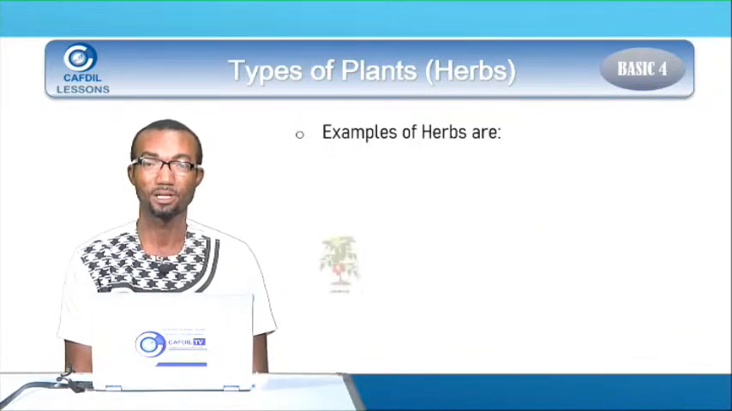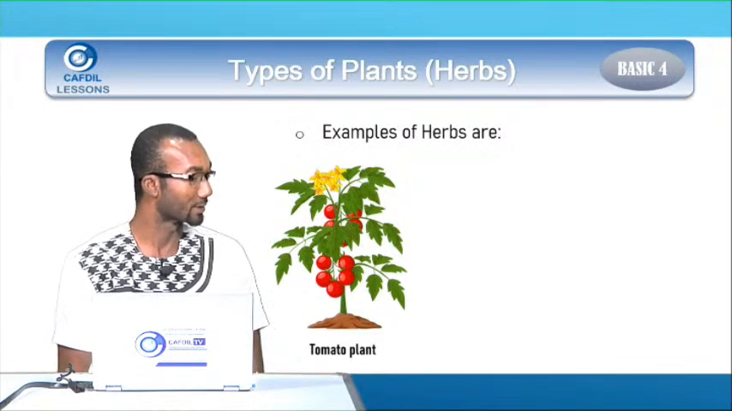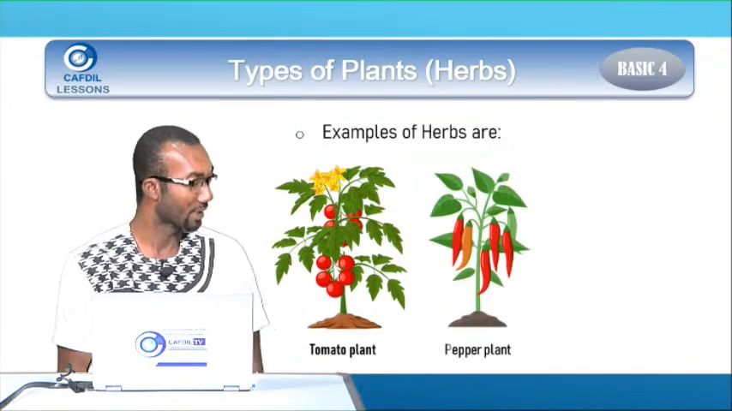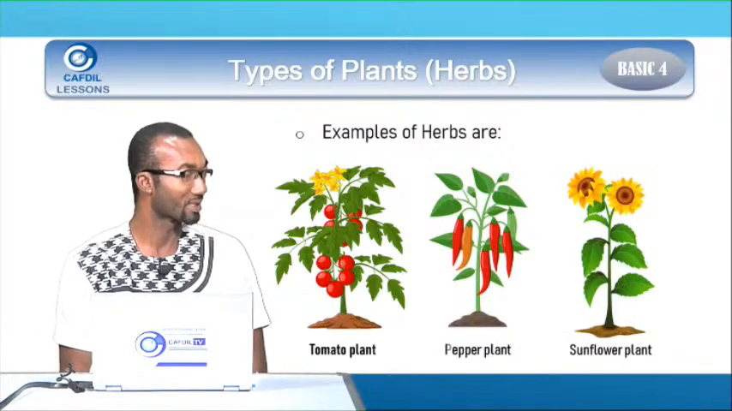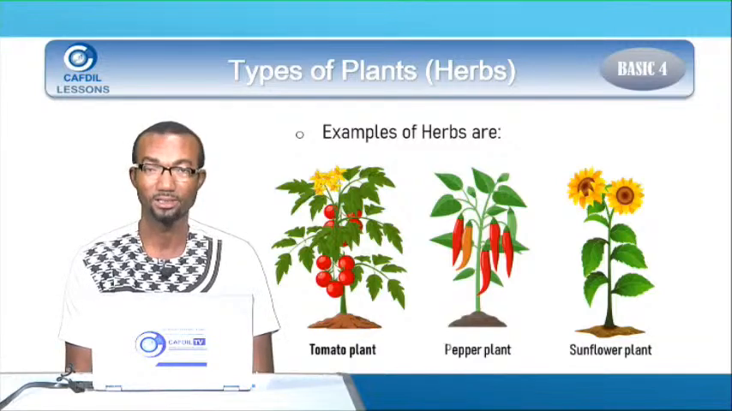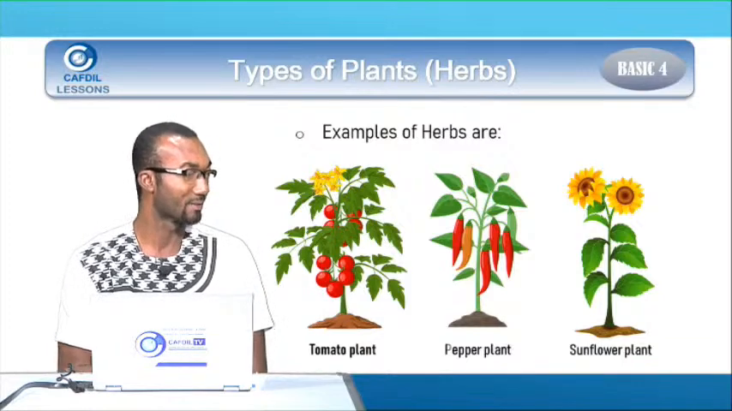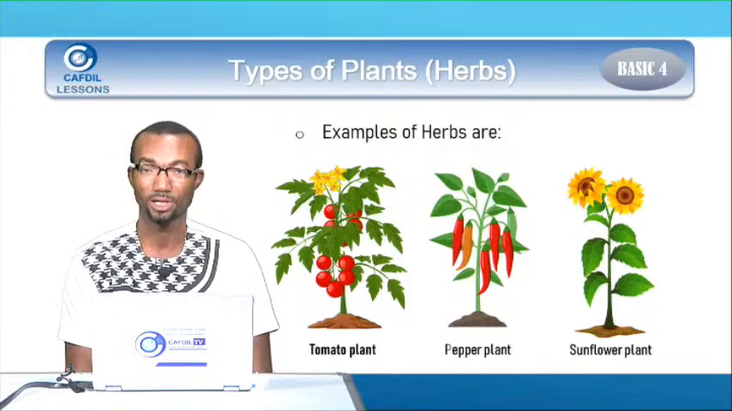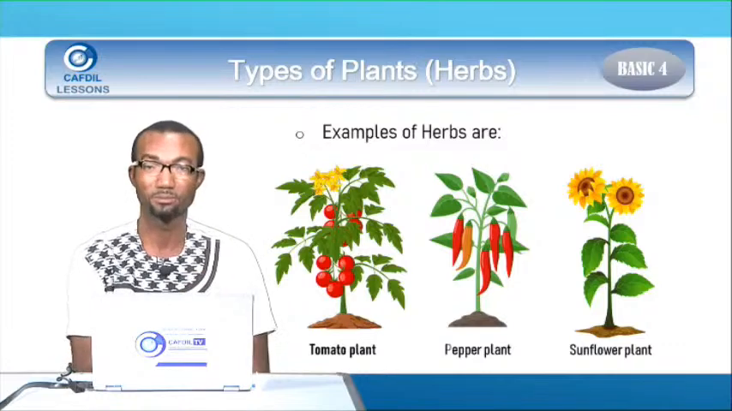Let's look at some examples. The first one is tomato plant. The second one is a chili pepper plant, and then we also have sunflower plant. So the examples of herbs are tomato plants, pepper plants, and then sunflower plant. So I believe if you see one, you'll be able to identify it because their stem is green and very soft.